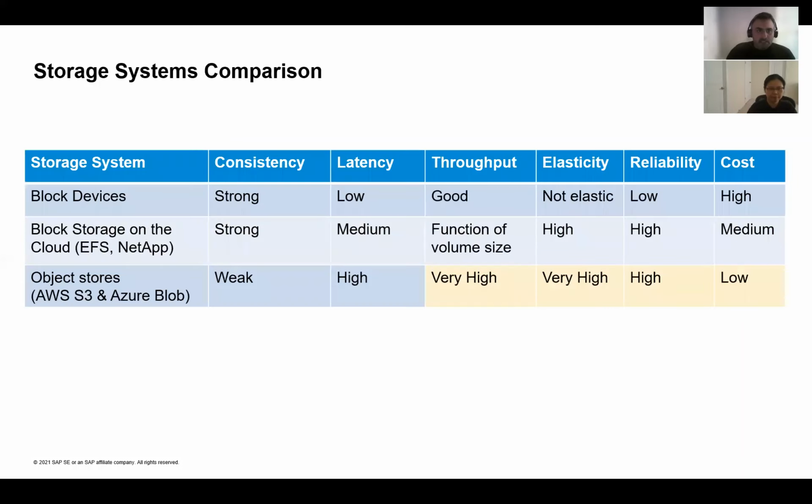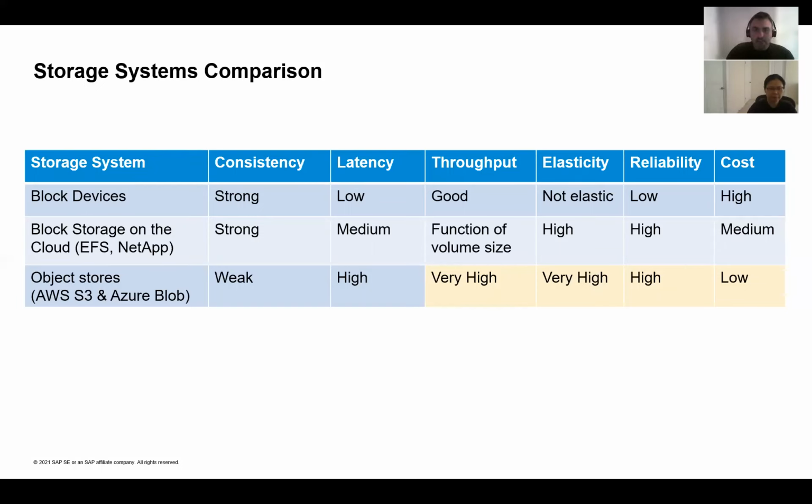So we came up with this comparison table between different storage systems based on different criteria: consistency, latency, throughput, elasticity, reliability, and cost. And here we are comparing 3 different storage devices. First one is block storage, which is conventionally found in on-premise installations. The second one is block storage on the cloud, examples of which are EFS and NetApp, and object stores, examples of which are Amazon S3 and Azure Blob.